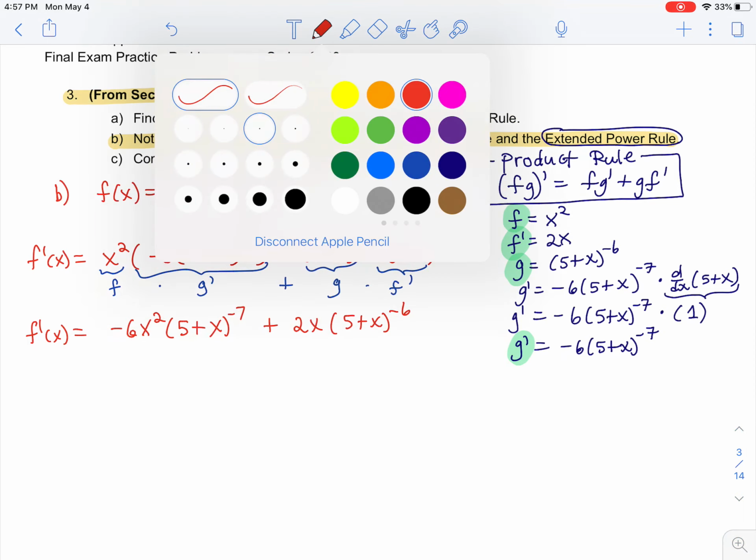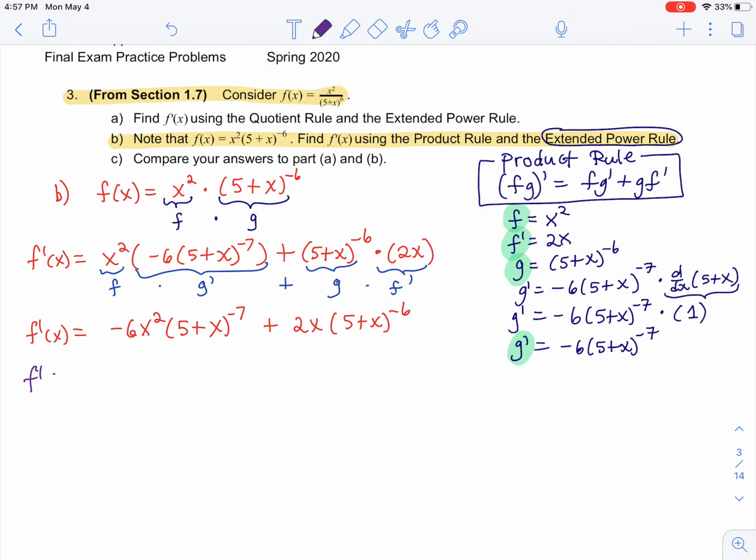But let's go ahead and simplify this so that it looks like the answer that you got from part A. What I'm going to do is rewrite these into a rational expression. So negative 6x stays on top. But notice we can send that 5 plus x to the 7th power to the denominator. But just make sure that you change that exponent to a positive number. Plus, what about this second part? You'll have 2x on top, but that's going to be divided by 5 plus x to the positive 6th power, right?